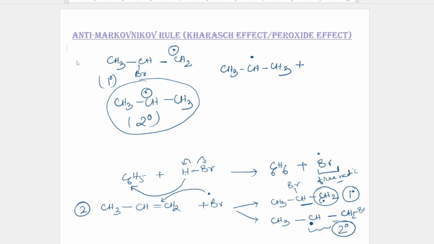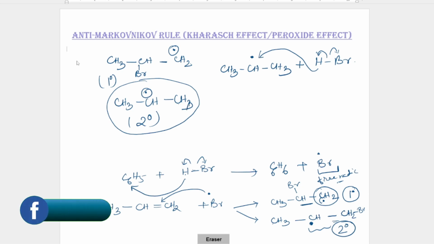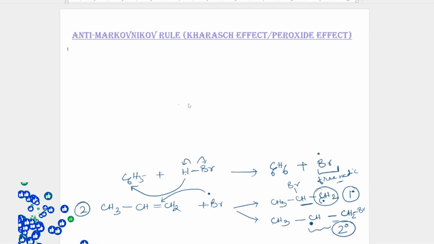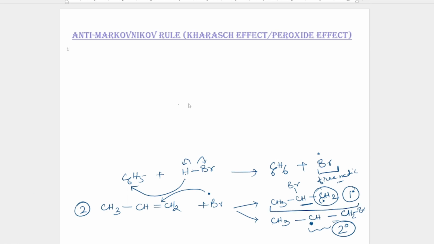Now that will react with the HBr. Hydrogen, again there will be a homolytic cleavage. Hydrogen will be moving to that. Now here we can observe that there are two free radicals formed: CH3, CH, Br, CH2 free radical. Another free radical that formed is CH3, CH, CH2, Br.